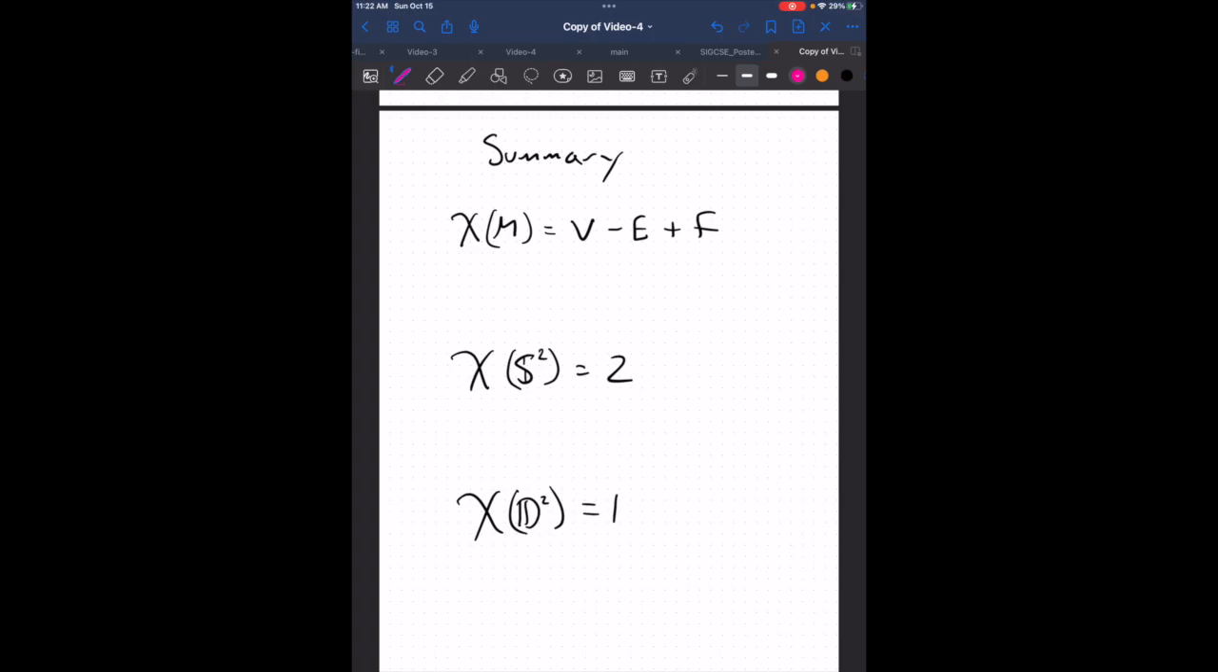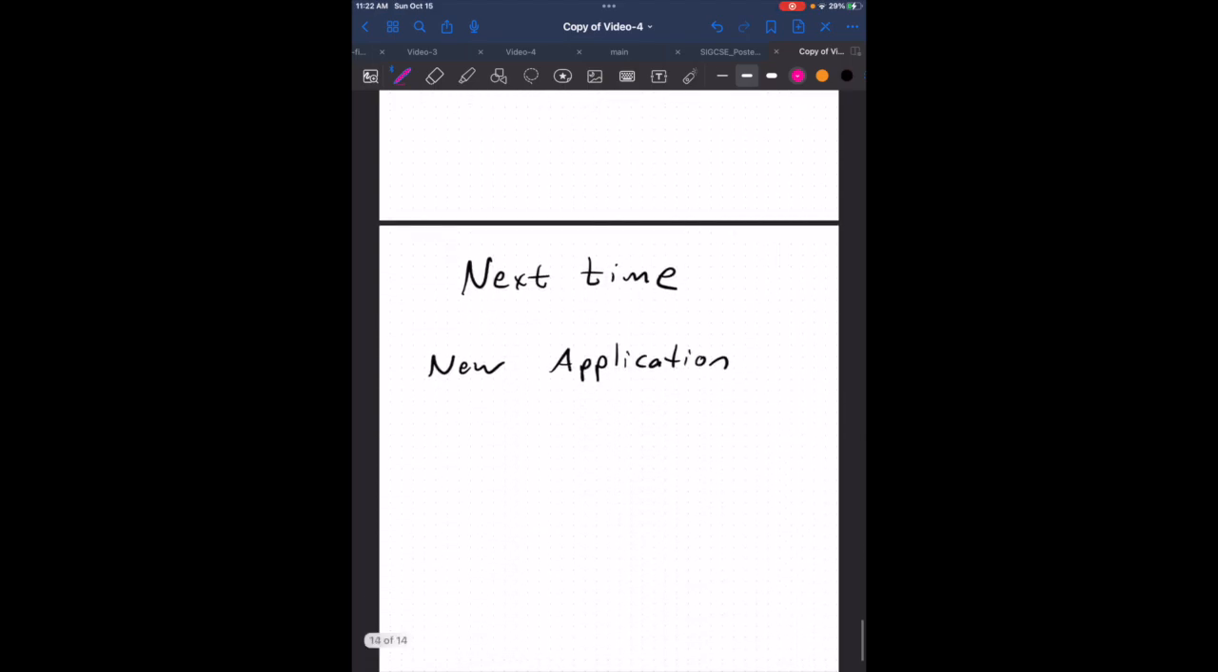And then we saw that these things I called special cases in previous videos really were special cases, but we had to account for these cusps on our boundary. Not a big deal. All right, next time we'll dig into a new application.